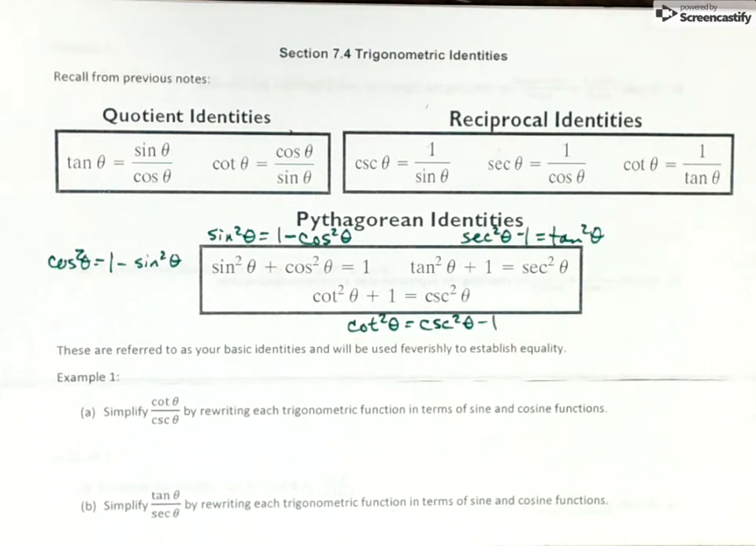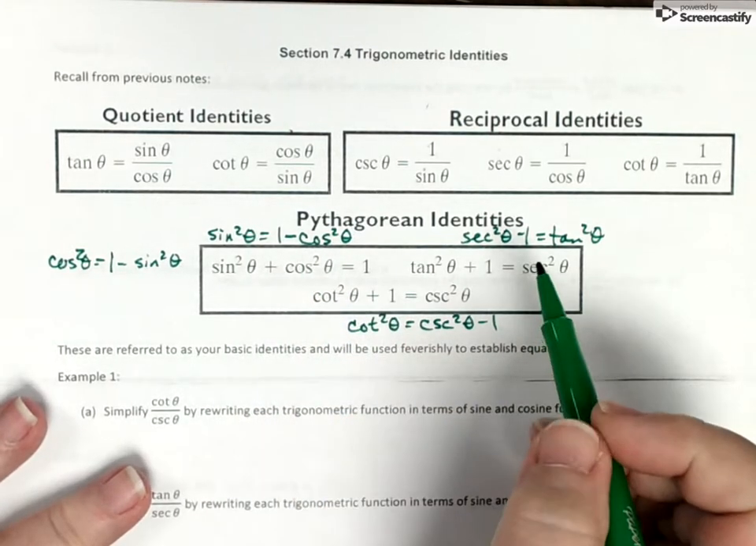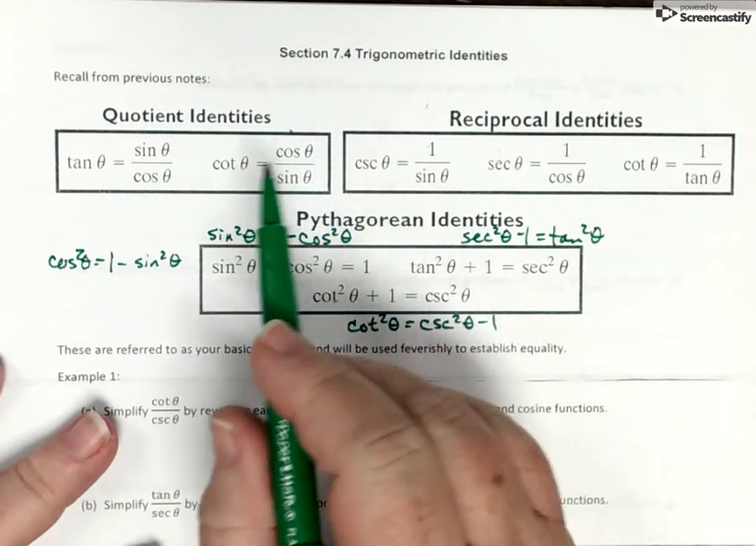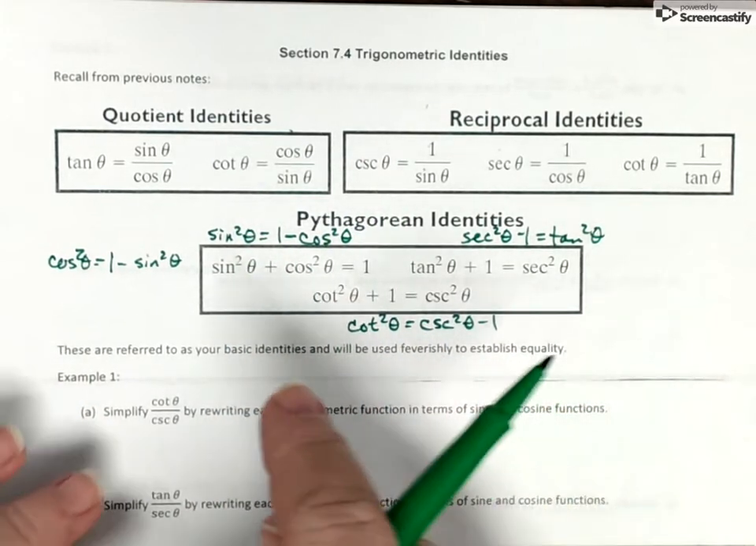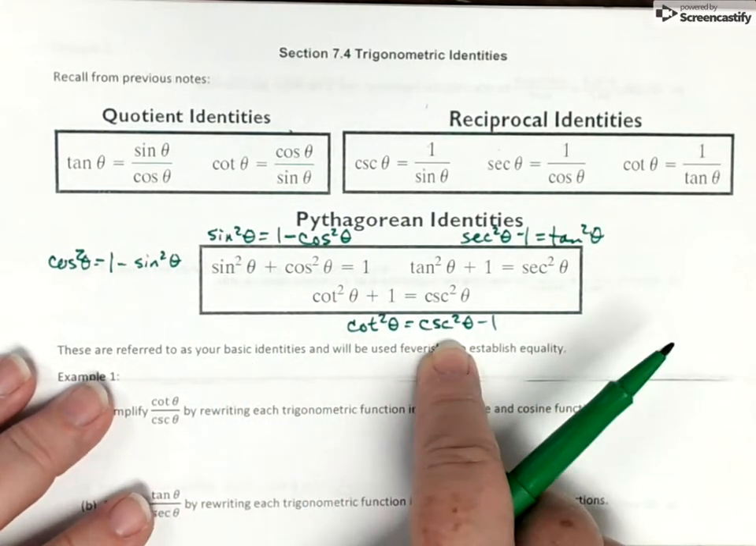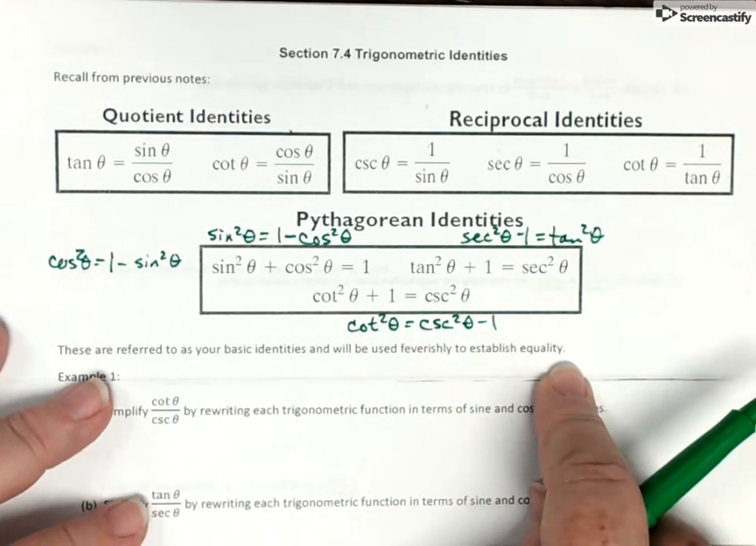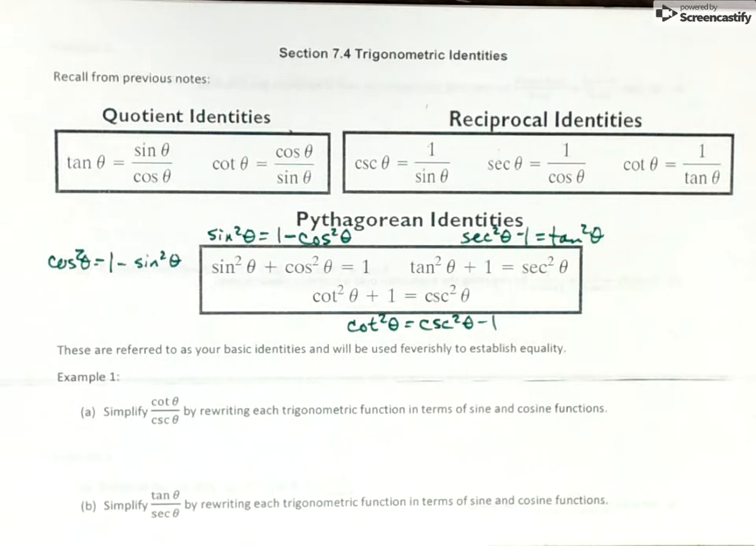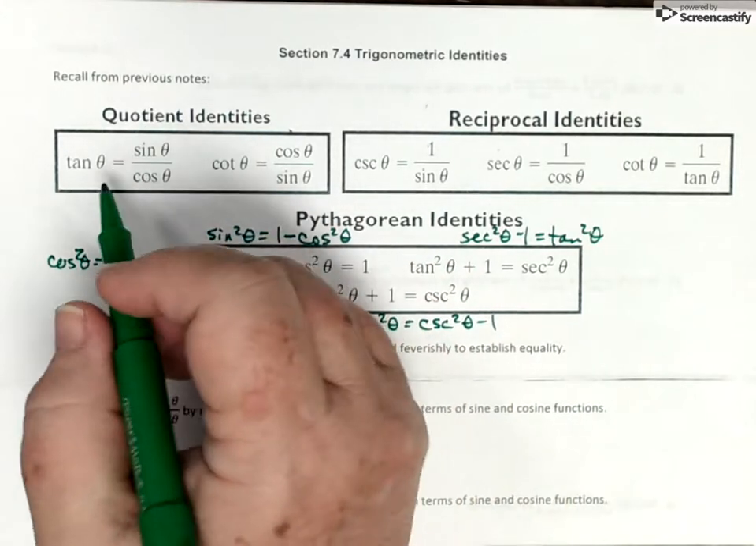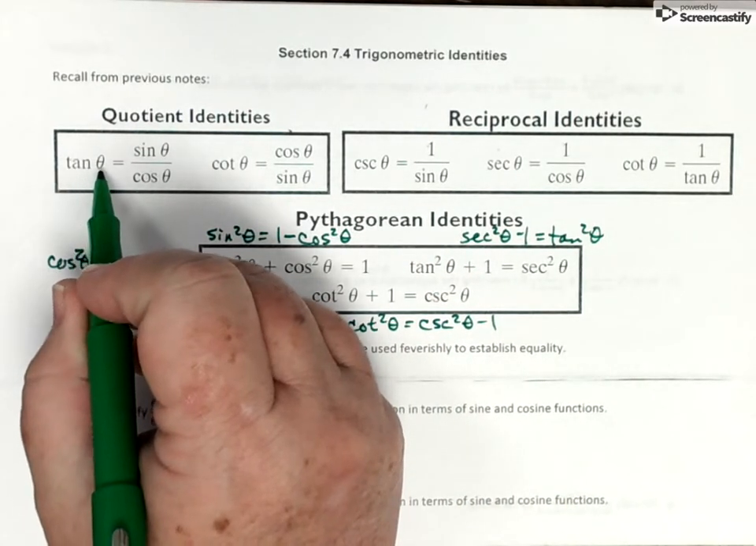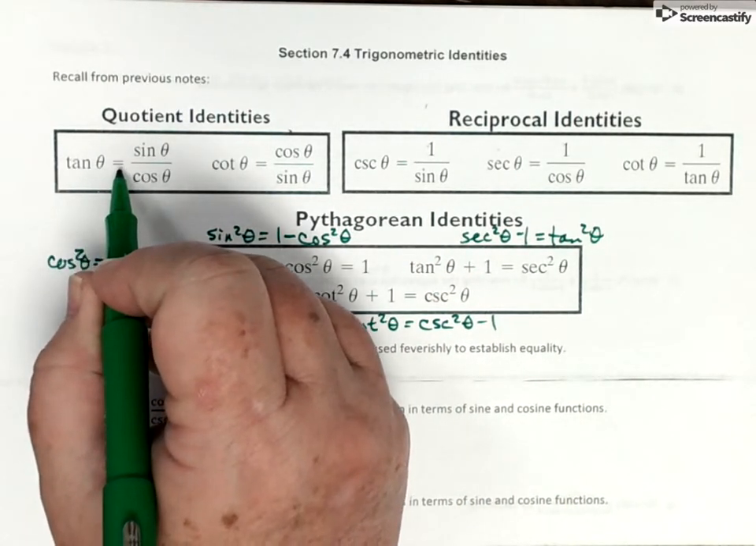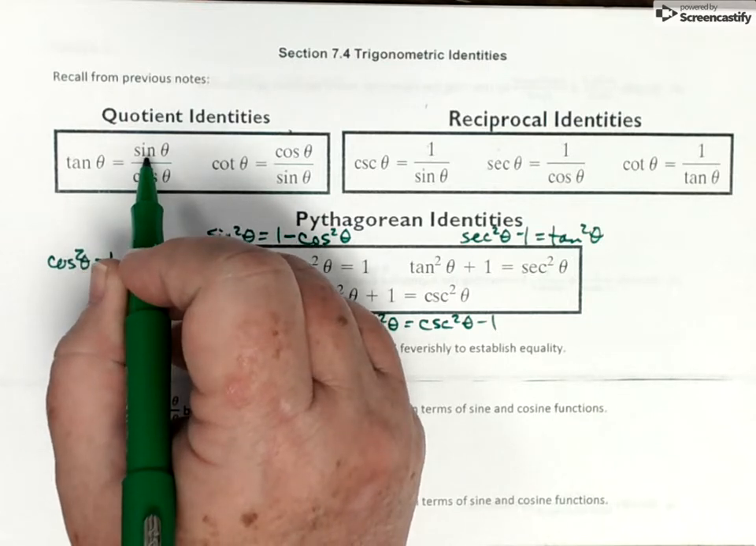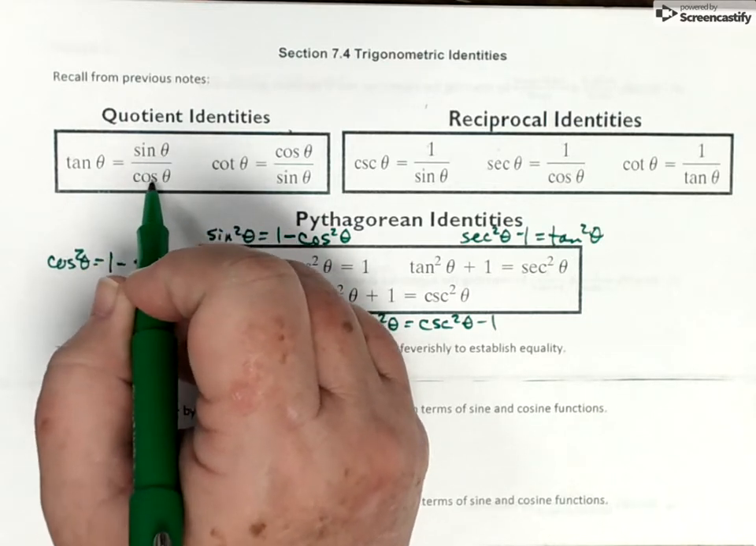So now that we have the fundamental identities under our belt, we need to recognize, first of all, what an identity is, and then how we're going to prove some of our other identities using them. The definition of an identity is that if I pick a value of theta, let's say I pick pi over 4, the tangent of pi over 4 will always give me the same value as sine of pi over 4 divided by cosine of pi over 4.